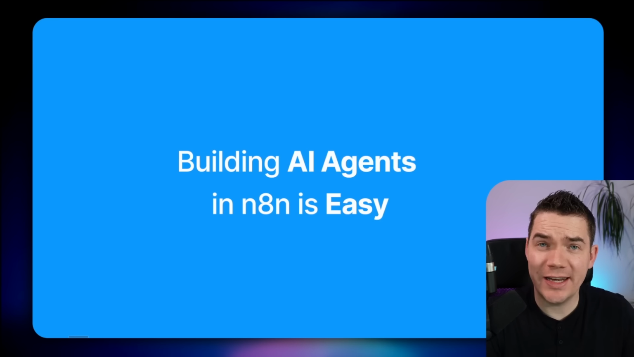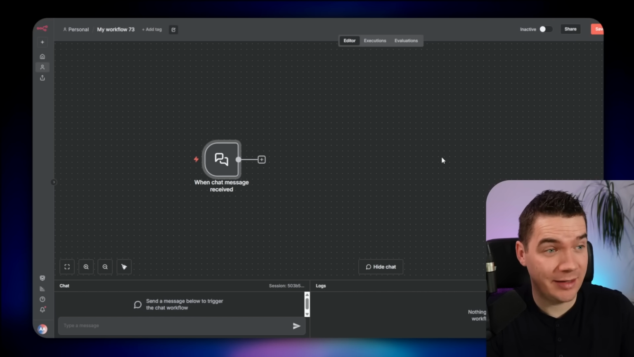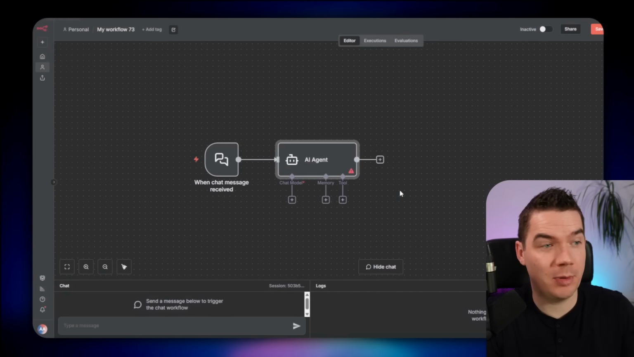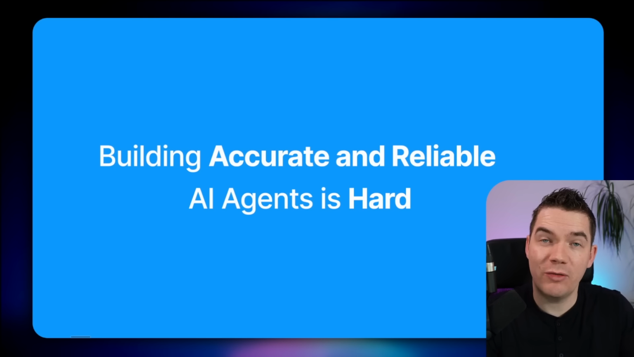Building AI agents in n8n is incredibly easy. It's a simple canvas, you add an AI agent node, you connect up a model, give it a system prompt, a couple of tools, and away you go. And that's great for a quick proof of concept. But in reality, building accurate and reliable AI agents in any platform is hard.